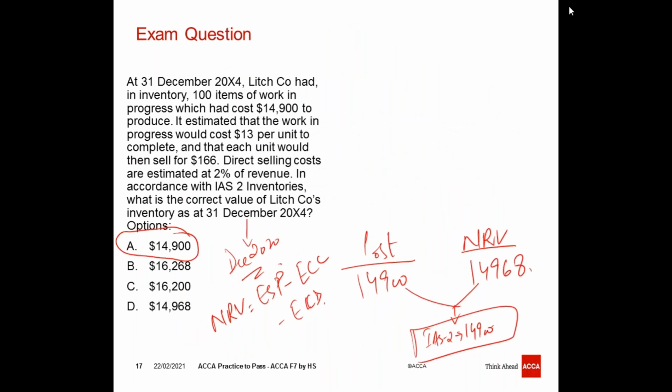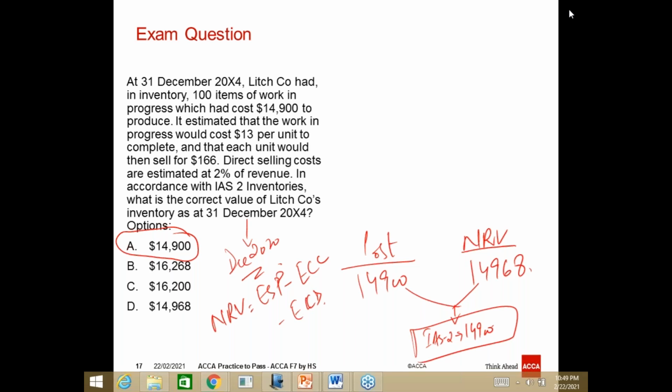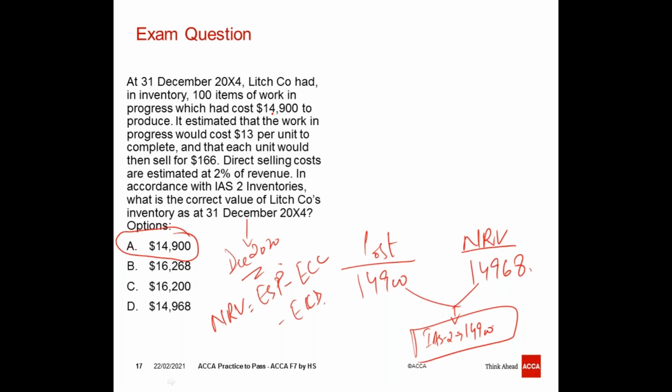So the students want me to solve this point. Here the cost was given to you already, it's 14.9. Now in order to calculate the net realizable value, first you need to deduct from the estimated selling price the cost of completion, which is 13 per unit. So on a per unit basis, after deducting the cost of completion, the price will be 153. So this is the amount that we will realize after disposal.